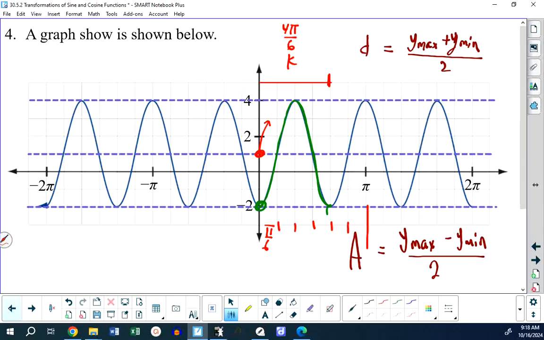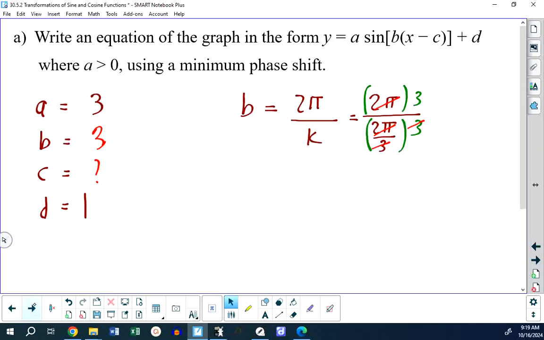Does our graph, whose equation we want to find, start at that red point? It doesn't. That means we have to shift that red point to a place where the graph matches up. And that means I can take this and shift it this way. I can shift it pi over 6 to the right to make it work. And that's how you can find c. There's another way that we'll get to in a bit. So c is positive pi over 6.